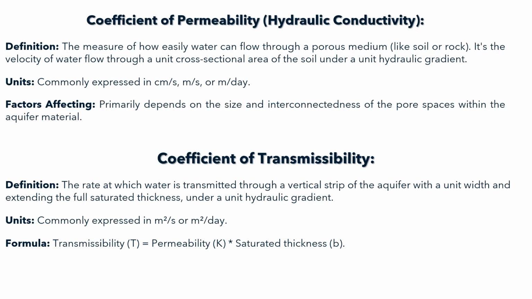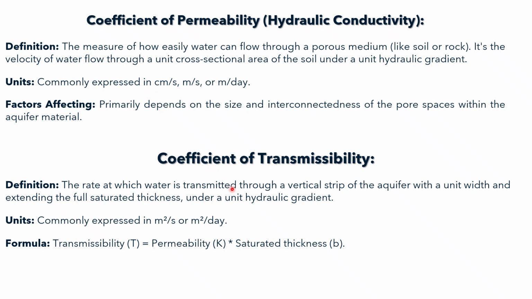Next terminology: coefficient of permeability. We also call it hydraulic conductivity. It tells us generally how easily water can flow through a porous medium. Units are generally centimeter per second, meter per second, or meter per day. What affects it depends mainly on the pore size and how well the pores are connected.